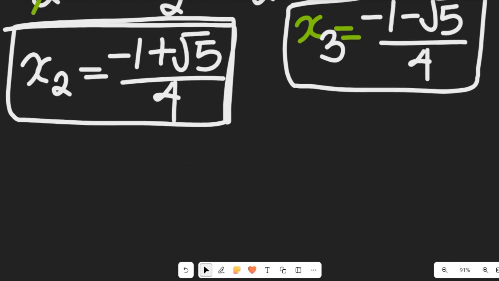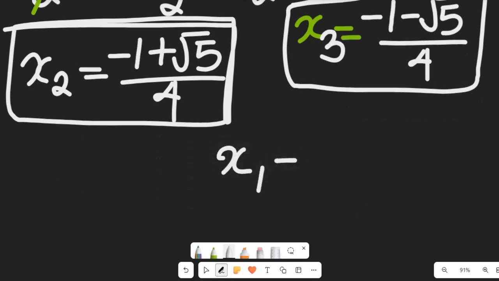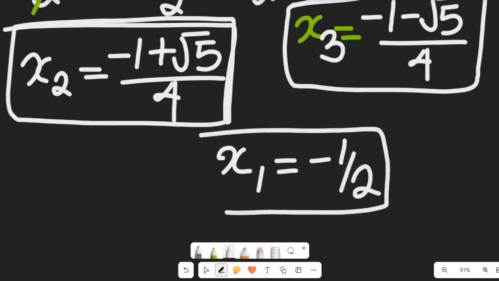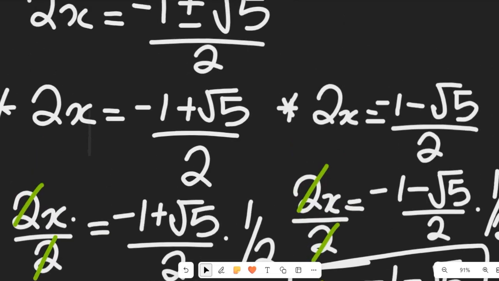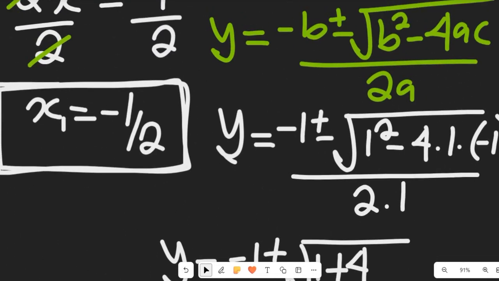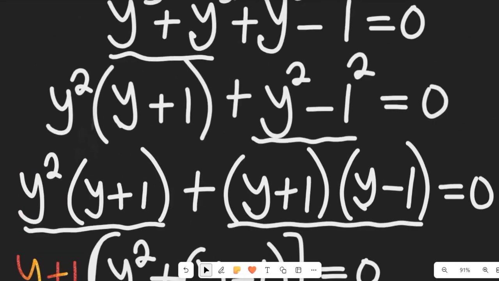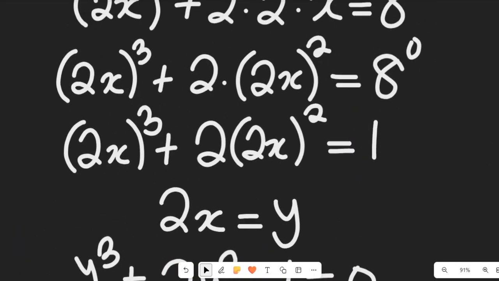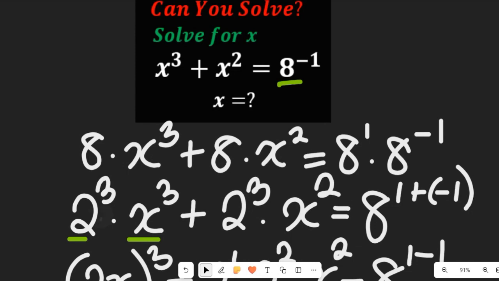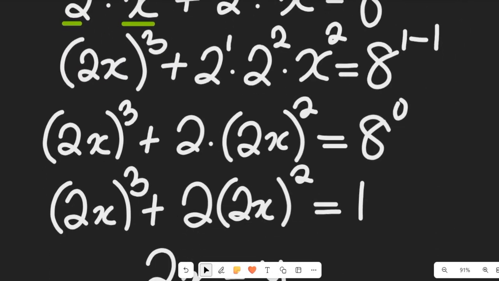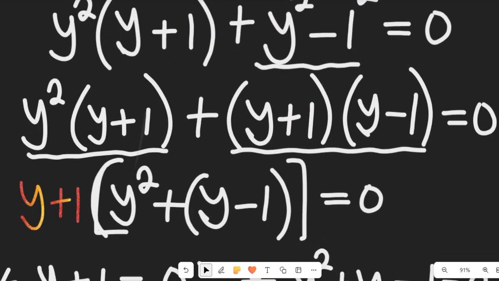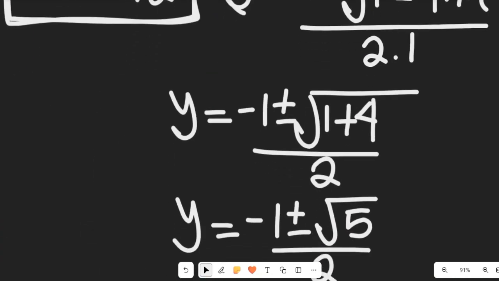Now recall that we have the first value, x1, to be equal to -1 divided by 2. So all these are real solutions to that exponential equation that is given to us up there. So let us check to find out if this solution is actually right. To check, we are simply going to insert the result of those three solutions we've gotten into the original expression: x to the power of 3 plus x to the power of 2 equal to 8 to the power of -1. Now let's check.